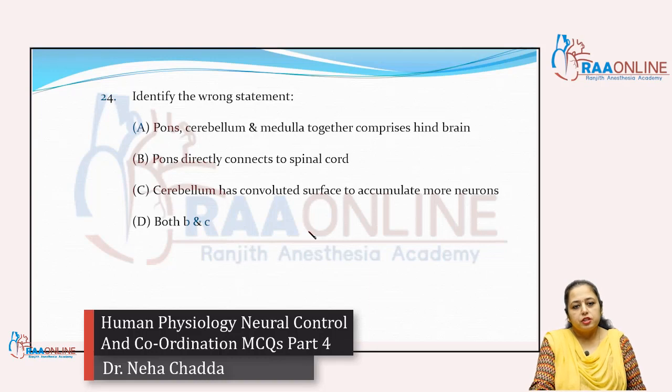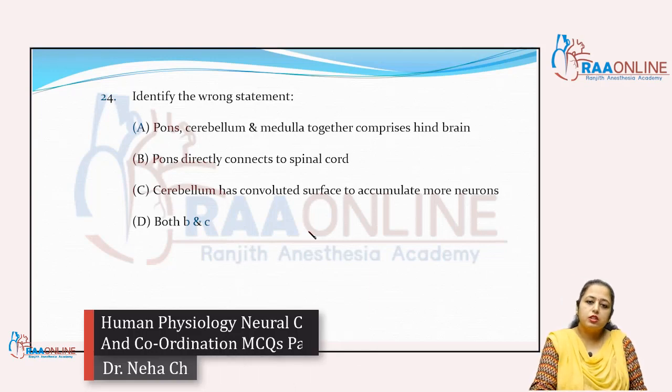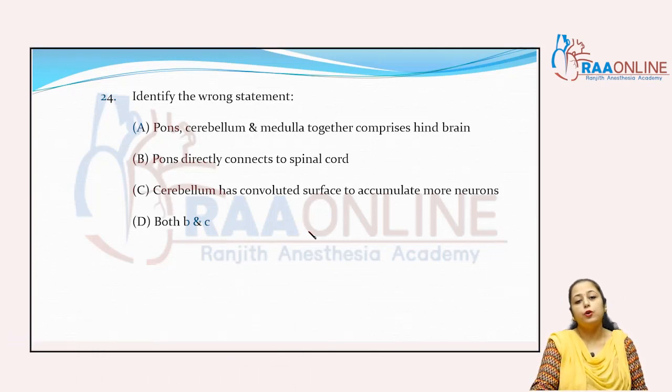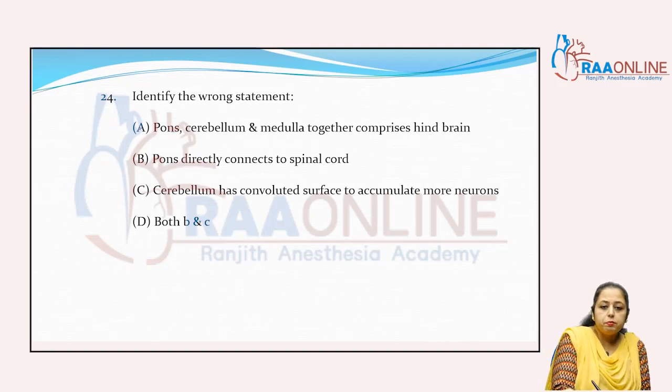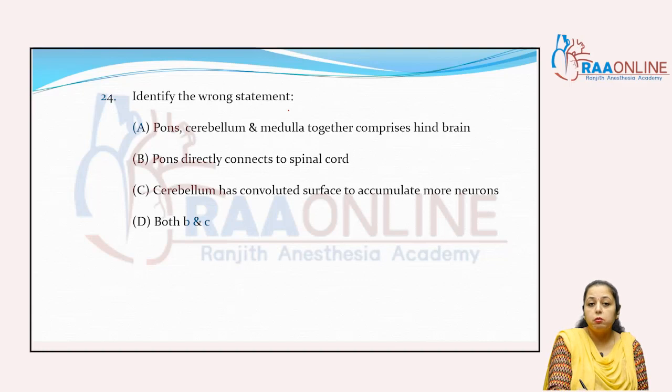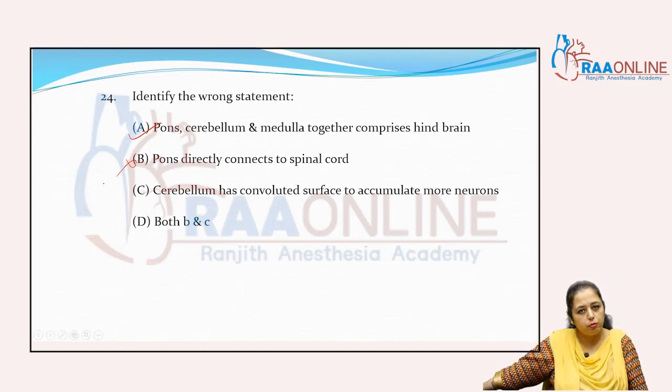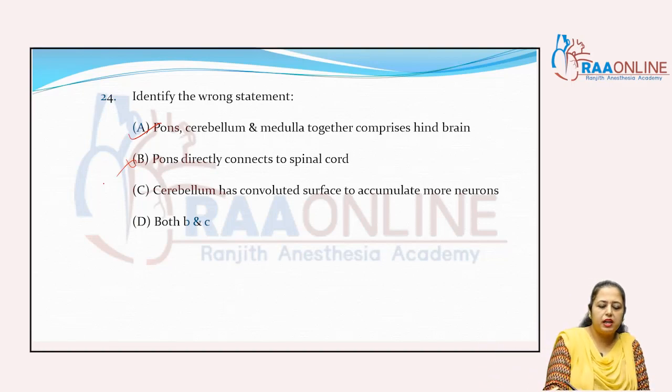Now come to the next question, that is the 24th, in which we have to identify the wrong statement. The pons, cerebellum and the medulla oblongata, that means it is talking about the hindbrain. It comprises the hindbrain. Yes, it's right. The pons directly connects to the spinal cord. No, the pons is not directly connected to the spinal cord. The pons is connected with the medulla oblongata. Then the medulla oblongata continues and then joins the spinal cord, right?